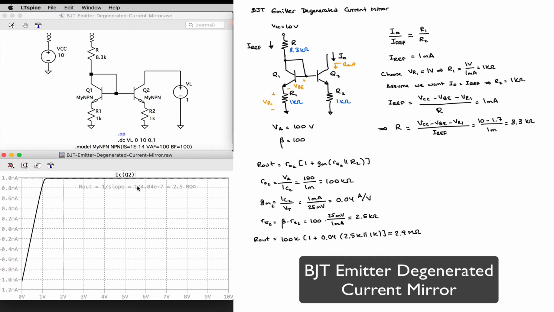So we can see we have improved the output resistance with respect to the basic mirror, which used to be 100 kilo ohms. Now we have 2.5 mega ohms.